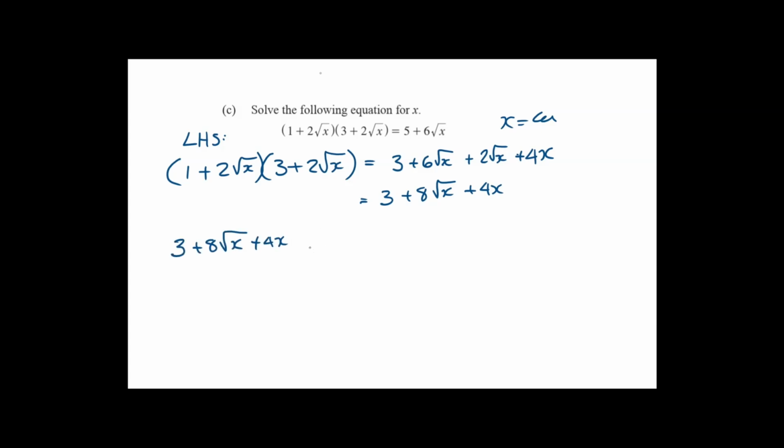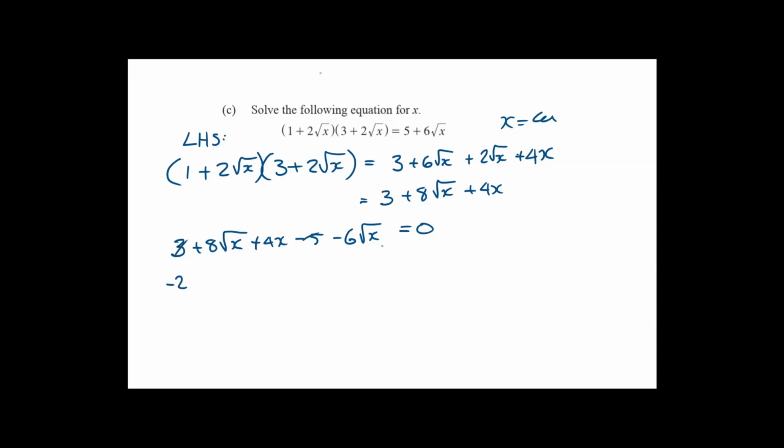And I think we're going to need to solve. I think we're going to need to turn this into a quadratic. So let's take 5 away and take 6 square root x away, and set that equal to 0. Now this might not look like a quadratic. I'm going to do a little fancy switcheroo here. So let's simplify it a little bit first. So 3 minus 5 is minus 2.